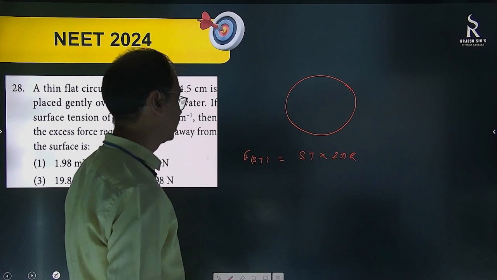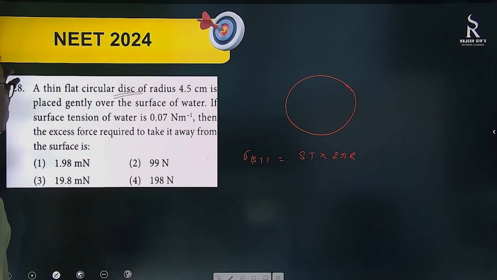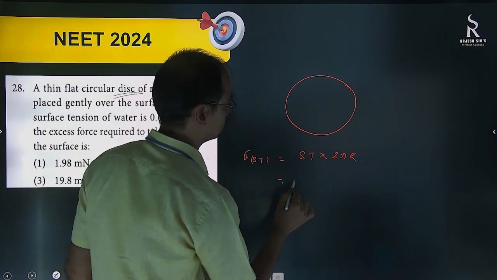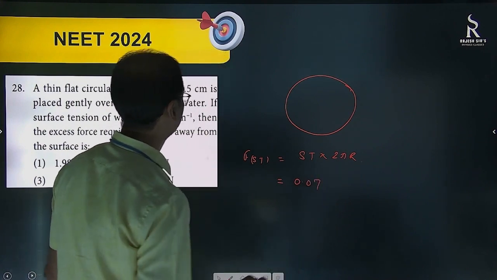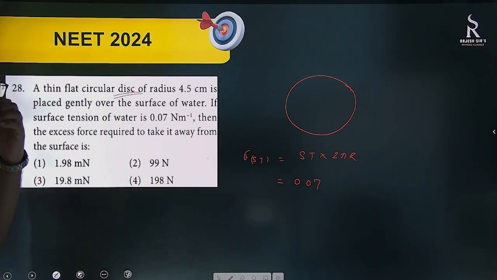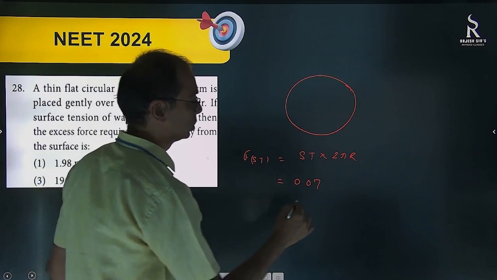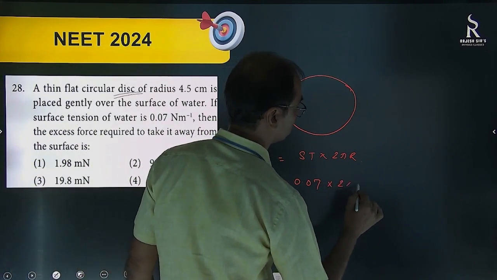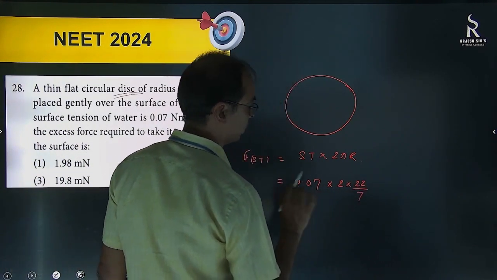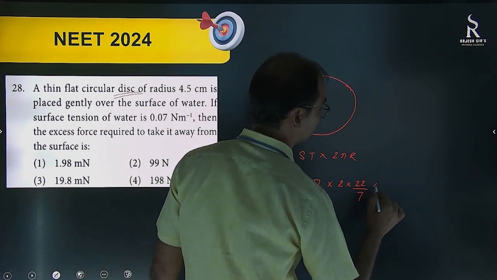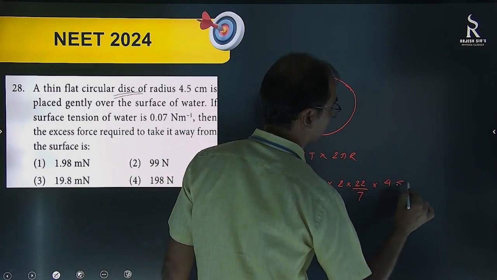That's it. The surface tension is 0.07 Newton per meter and the radius is given as 4.5 centimeter. So 2 into 22 by 7 I will write, that's why this is given in 7. The radius is 4.5 centimeter, so convert it into meters.